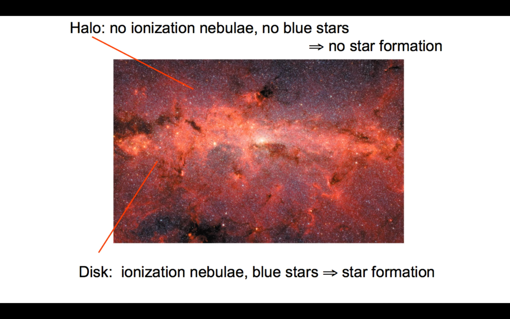Okay, moving on to looking at the disk and the halo of our galaxy. So the halo tends to have no ionization nebulae, which means no blue stars, which means basically no star formation, whereas our disk is a different story, where we do have ionization nebulae, blue stars, and very active star formation.